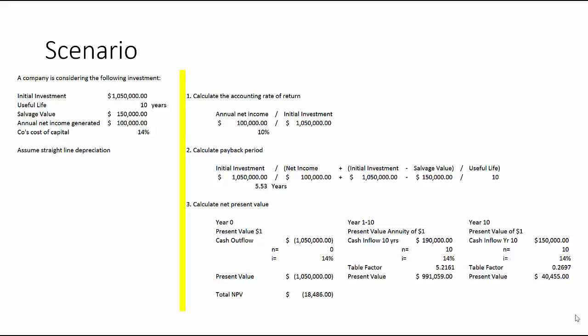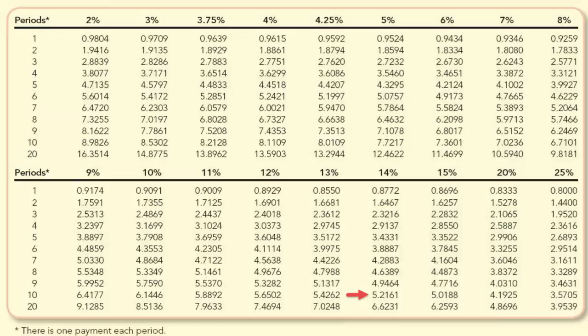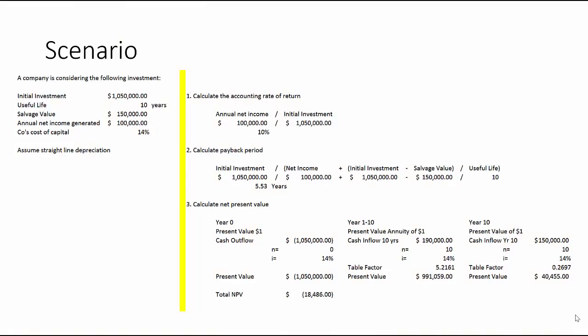Then what we do is we look at 10 years, 14%, and we look up the present value of an annuity, because this cash inflow is happening over several years. And so we want to look at a present value of an annuity, not just a net present value table. And what we get for a table factor is 5.2161. So if we take that $190,000, multiply it by that table factor, we get a present value of $991,059.